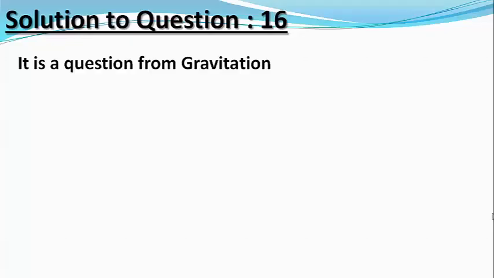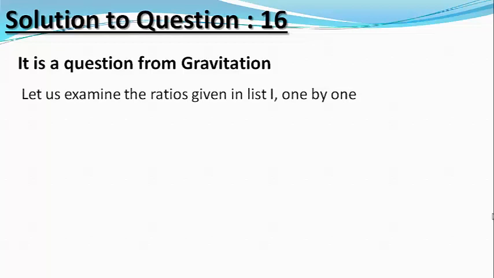Let us now solve this question. Let us examine the ratios given in list 1, one by one. Item P, V1 by V2.